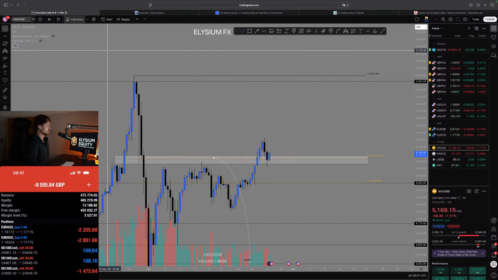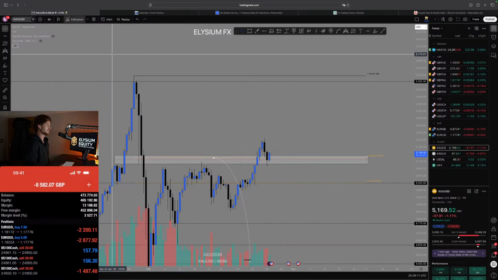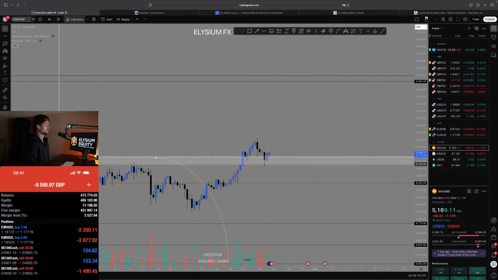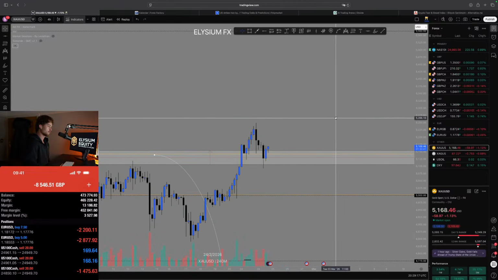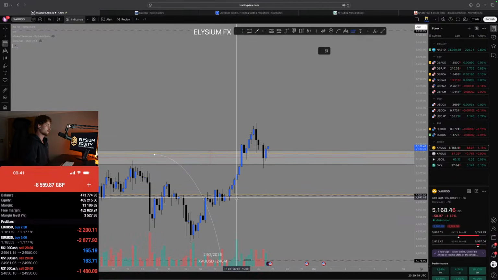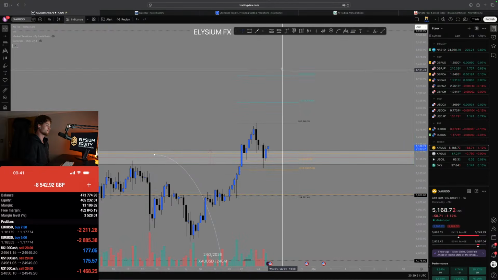But to discuss gold, this was the break and retest level that we'd always been watching for. So long, really.